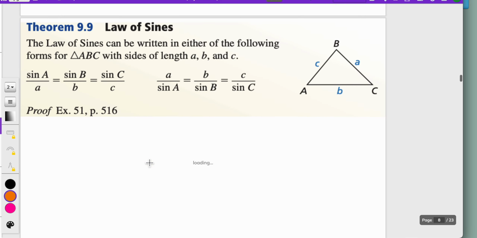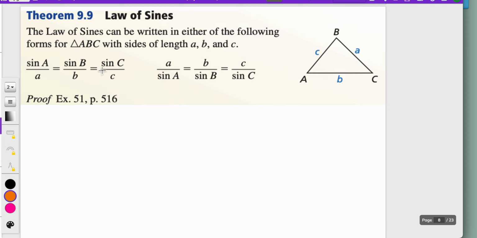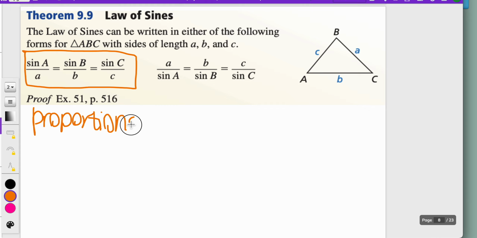The next thing we're going to talk about is the law of sines. The law of sines can be written in the following forms for triangle ABC. We're typically just going to stick with this form. The sine of A over a, A being your angle and little a being your side length, is equal to the same ratio of sine of B over little b, which is also equal to the sine of C over little c. Essentially, we're going to use proportions to help us solve triangles using the law of sines.